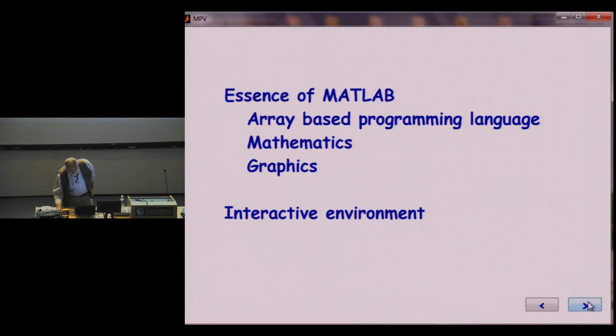So the essence of MATLAB, the thing that's made it so popular, is this array-based programming language. Not so much matrices, but just arrays in general. The linear algebra is part of it, but not all of it. The mathematics that's there, the matrix computation, the ordinary differential equations, and then the graphics. Those are the three parts that make the essence of MATLAB.